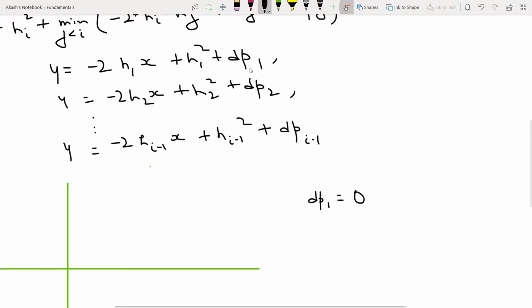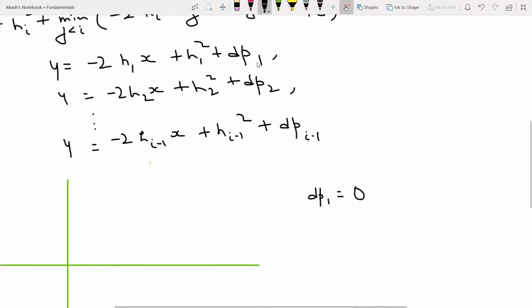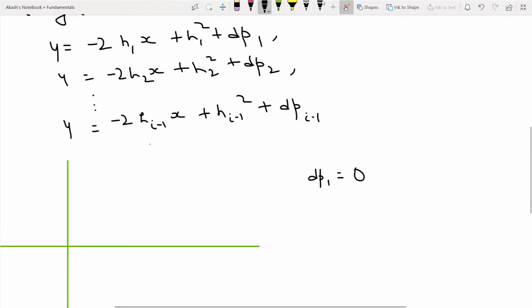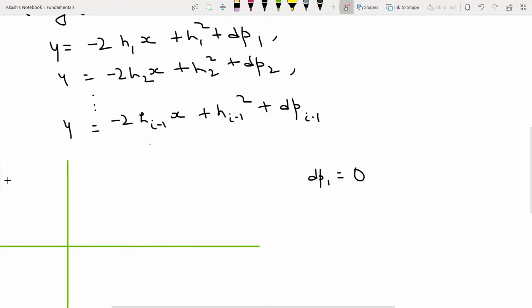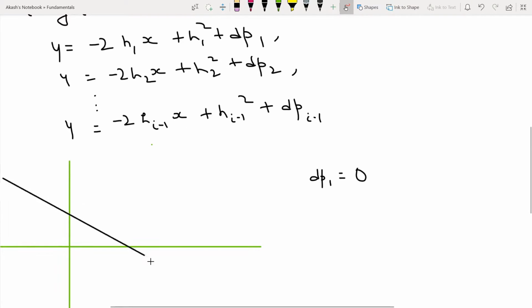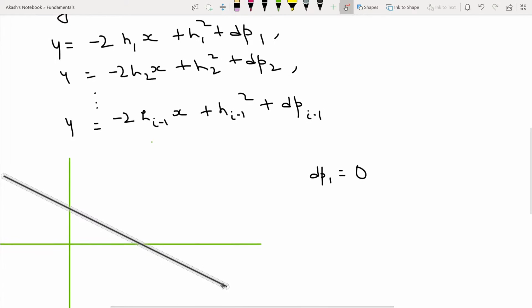To calculate dp2, and dp1 is 0, now we have to insert this line equation. We have calculated dp1, now we have to insert this line equation here. So we know minus 2, we know h1, so this is the slope minus 2 h1, and we also know that the intercept is h1 squared plus dp1. So we can write a line equation here. So this is the line equation.